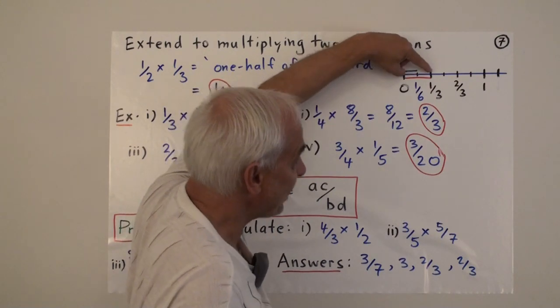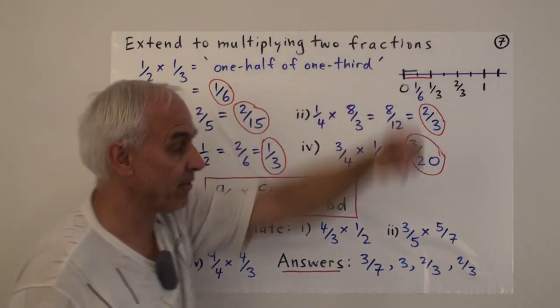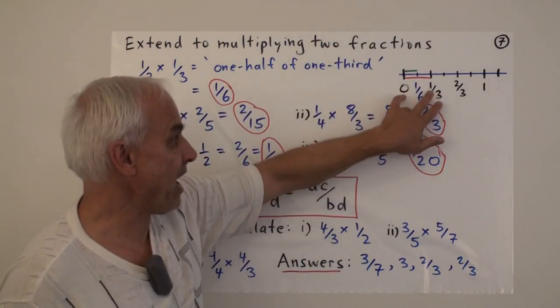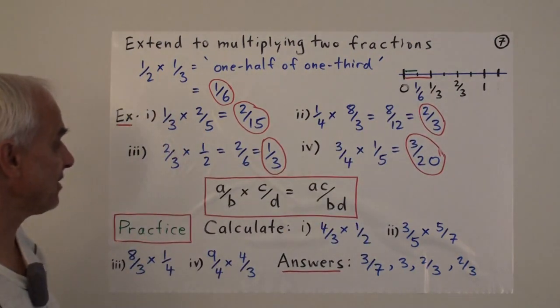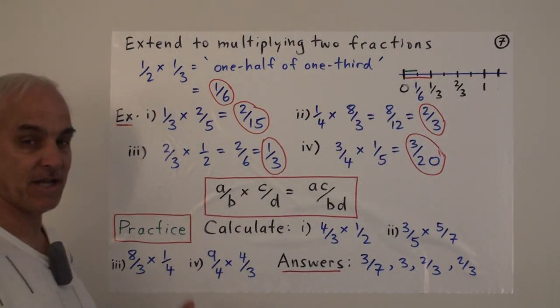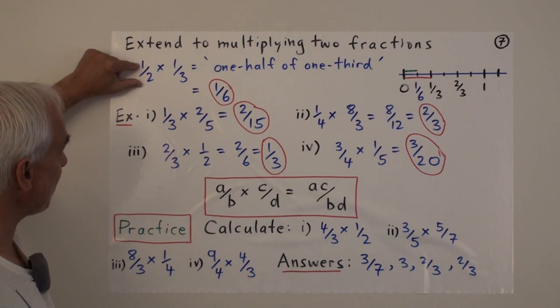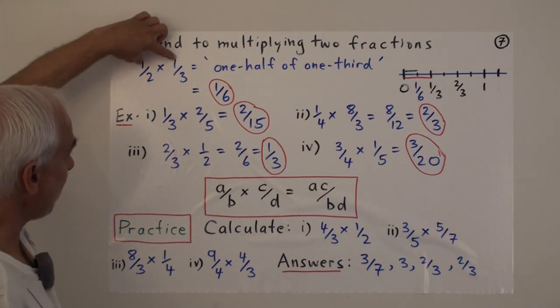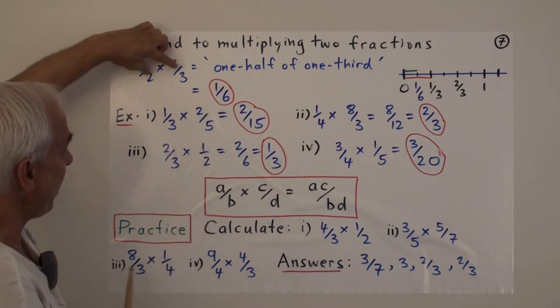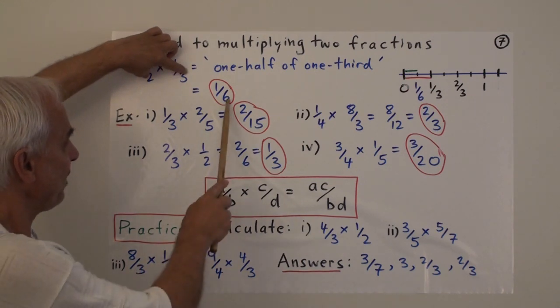And 2 of the 6ths make a third. Or another way of putting it, 1/2 of a third is a 6th. And so notice that at the level of the numerators and denominators, the numerators are multiplying here to give you the 1, and the denominators are multiplying here to give us the 6th.